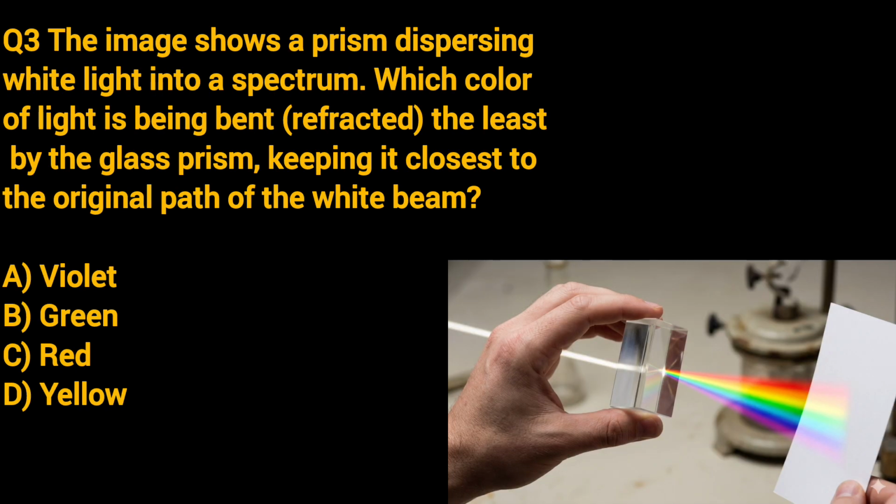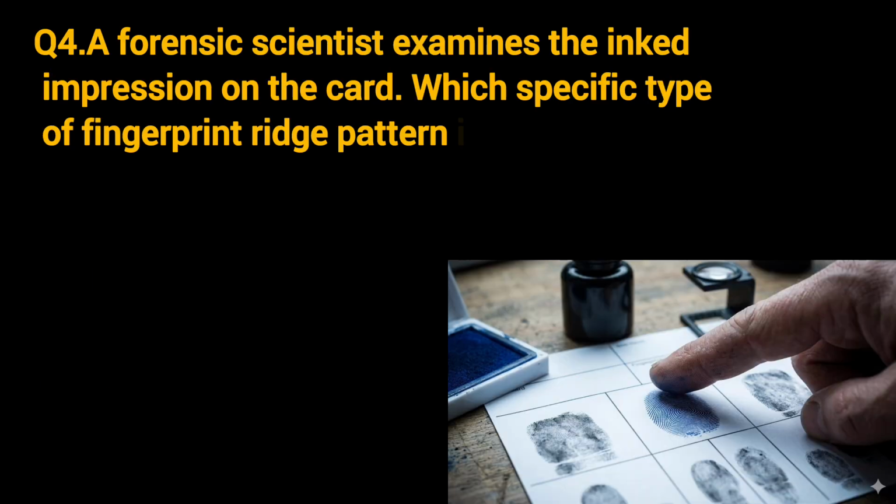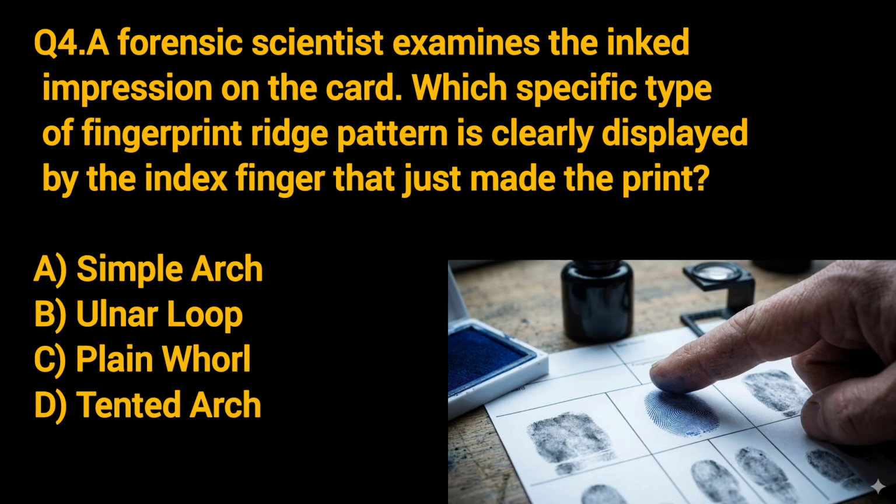The image shows a prism dispersing white light into a spectrum. Which color of light is being bent, refracted, the least by the glass prism, keeping it closest to the original path of the white beam? A. Violet. B. Green. C. Red. D. Yellow.